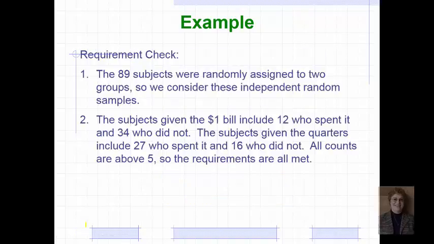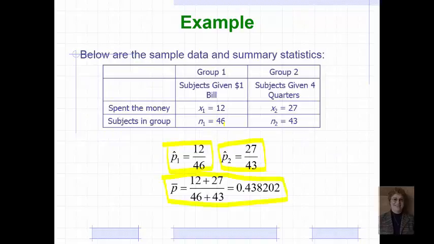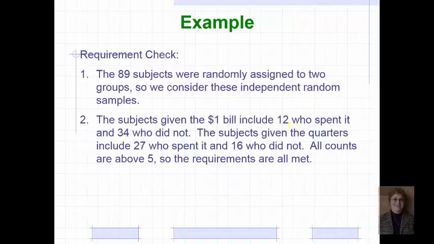So, did we meet the requirements? Well, we had 89 subjects. They were randomly assigned, so they're independent. The other thing, remember, that you can tell when they're independent is, notice we had 46 in the dollar group and 43 in the 4 quarters group. When the numbers are different, they have to be independent samples. And then we look at the number of successes and failures in each group, and they're all above 5, so we are good to go.